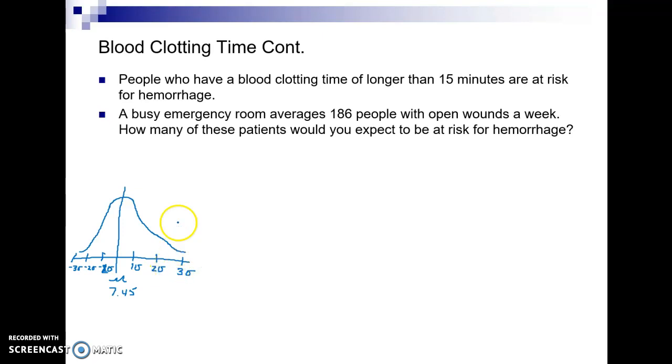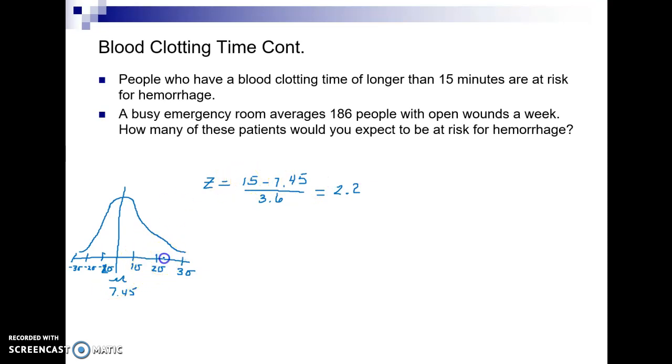All right. So this time it says people who have a blood clotting time of longer than 15 minutes are at risk for hemorrhage. So we can see that we're going to be working with 15. So z is going to equal 15 minus our mean from the previous slide of 7.45 divided by our standard deviation, which was also on the previous slide, of 3.6. So I do that math and I come up with 2.2. And that makes sense to me because 15 is well above the mean.